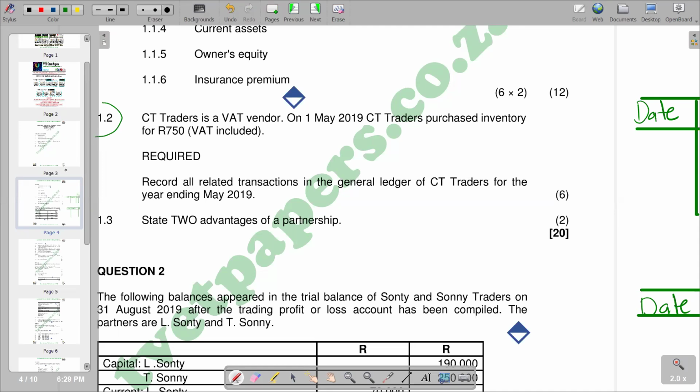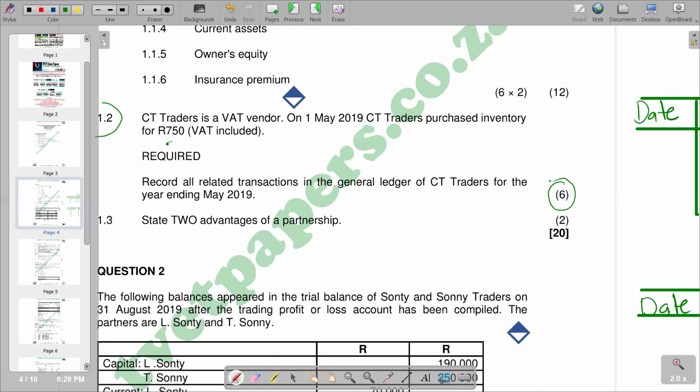So this is the question that we want to look at, which reads: CT Traders, as a VAT vendor, on 1 May 2019 purchased inventory for 750 rands, VAT included. So basically, this is a VAT inclusive amount. And then the required part: record all related transactions in the general ledger of CT Traders for the year ending May 2019. Our question has got 6 marks.